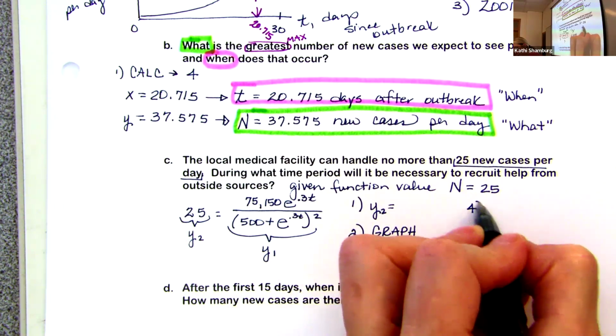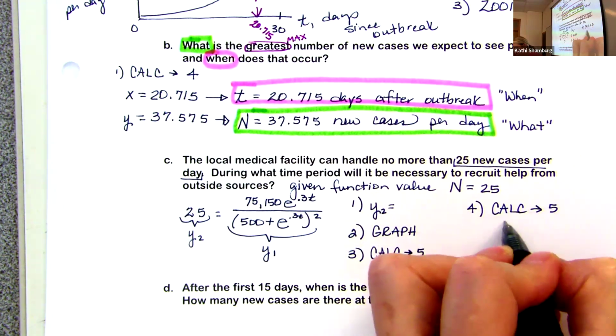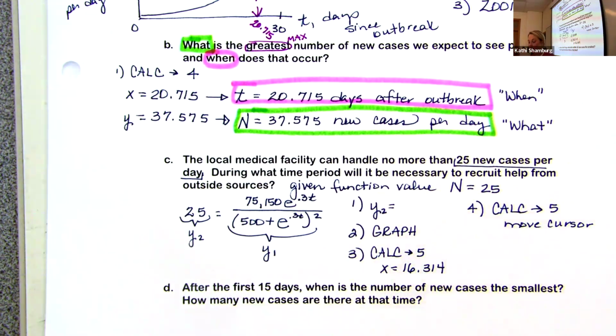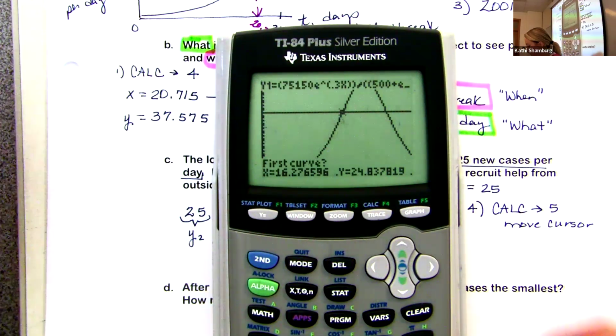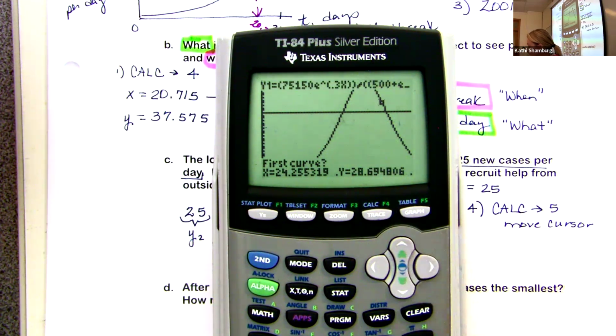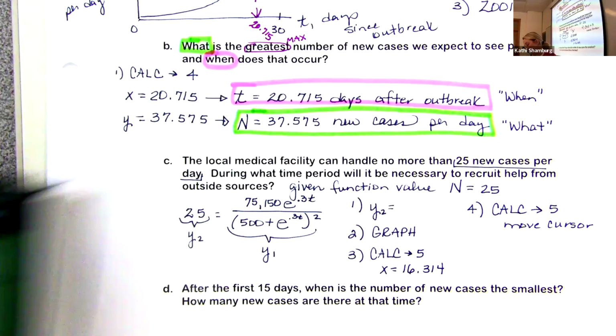So then I've got to go back to Calc 5, and then you're going to have to move the cursor closer to the second intersection. Move it. And now I'm closer to that intersection, so I'm going to hit enter, enter, enter, and I get x equals 25.117.